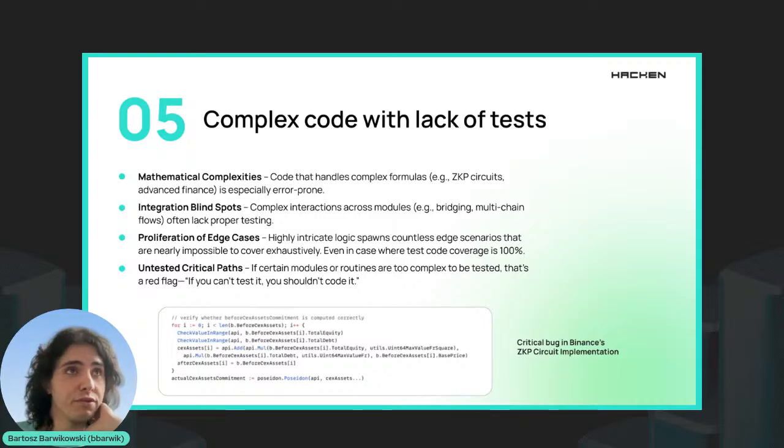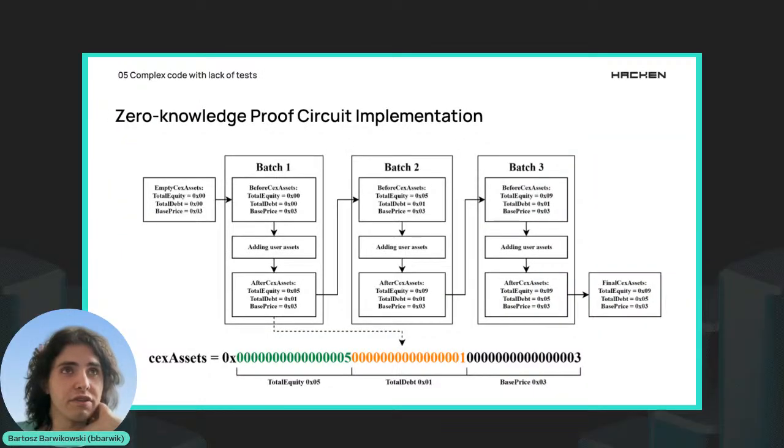For example, from what I remember, this is how I found the bug in the Binance zero knowledge proof circuit implementation. They were using this pretty complex code, and I managed to find a scenario which didn't validate one of the values correctly, which led to an integer overflow, and it was allowing the creation of a fake proof. But I won't be talking about this issue.